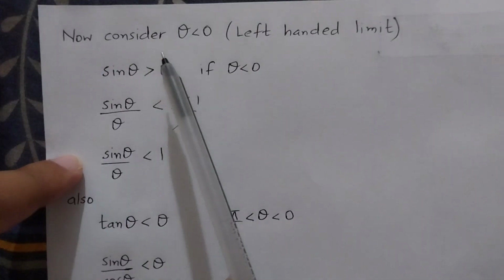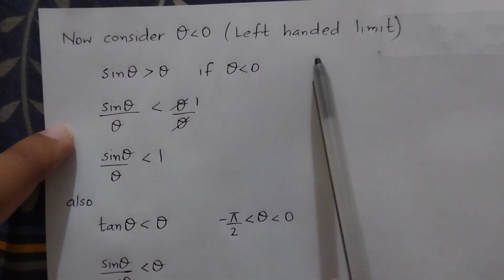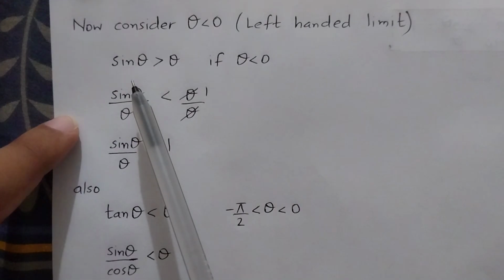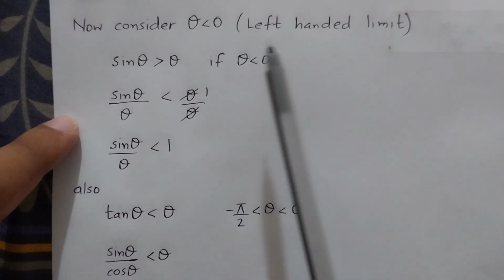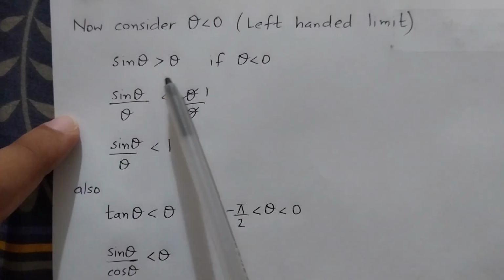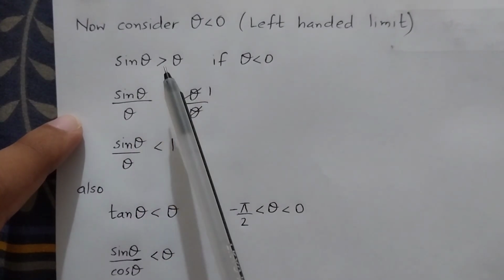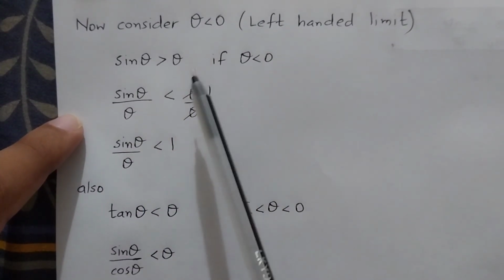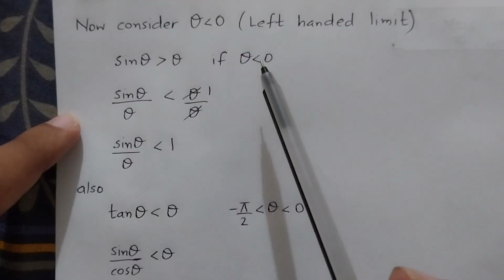So now I'm considering theta to be less than 0. We are finding the left-handed limit. So everything will be reversed. For theta less than 0, sine theta will not be less than theta, it will be greater than theta. But both of those values will be negative. That's why sine theta over theta will remain positive.